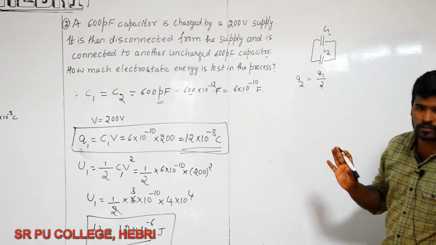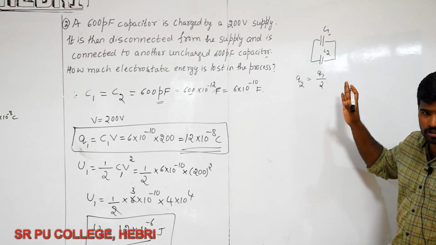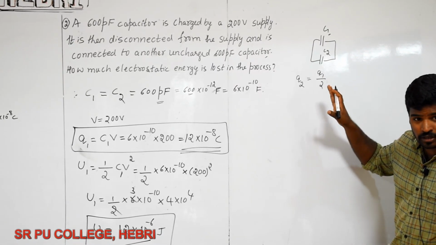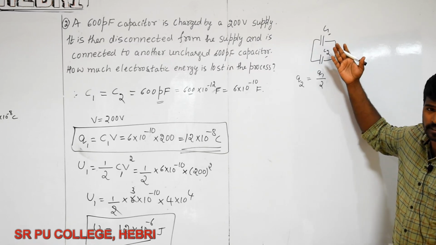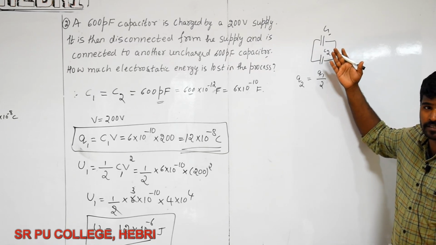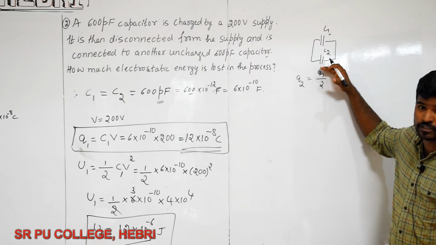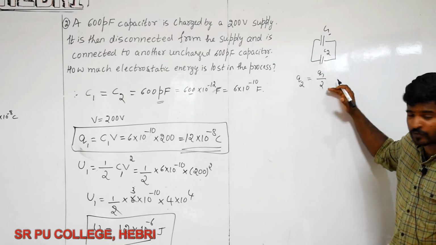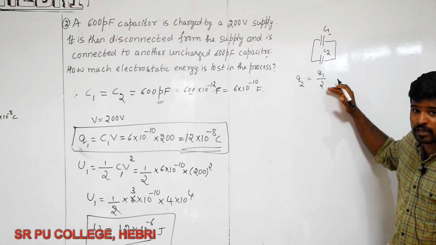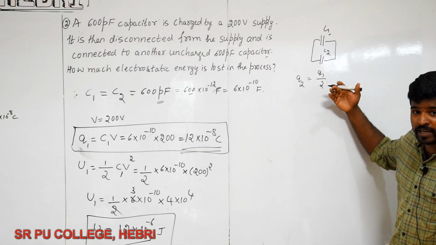Why might it be written as Q1 divided by 2? C2 is uncharged. It is connected to the charged capacitor C1. That is the reason why the capacitor begins to charge. Thus, the capacitor C2 acquires the charge. The reason is that charges flow from a higher potential to a lower potential until the potentials become equal.